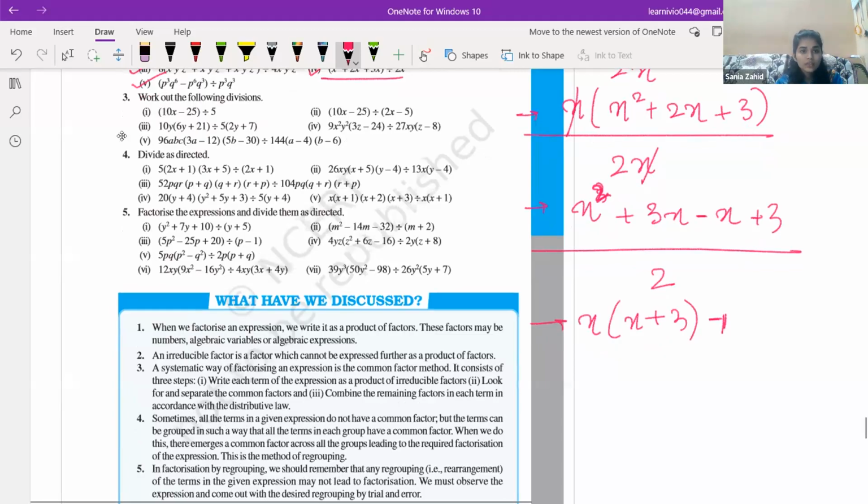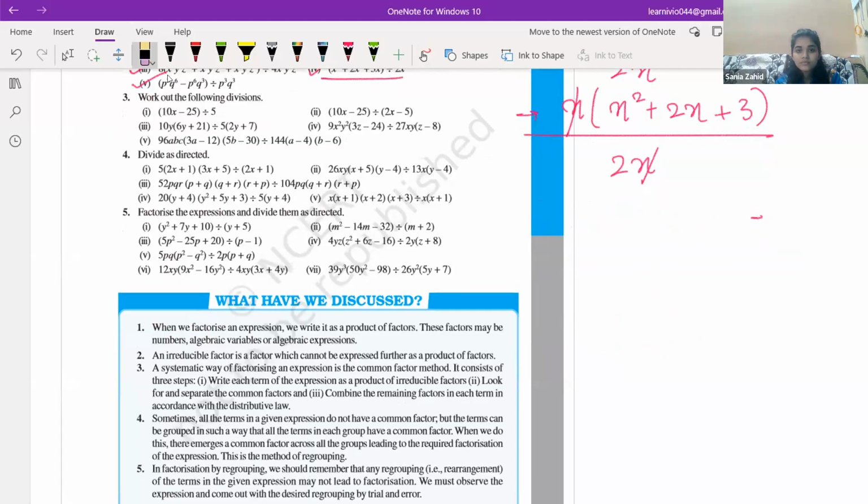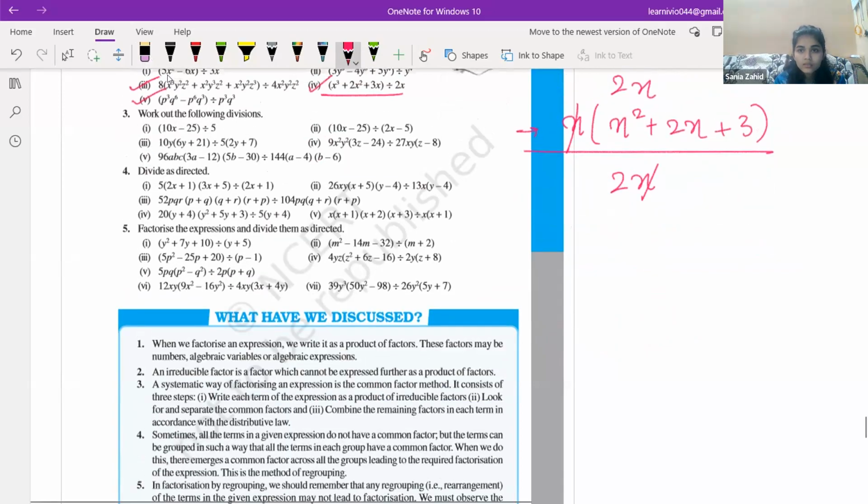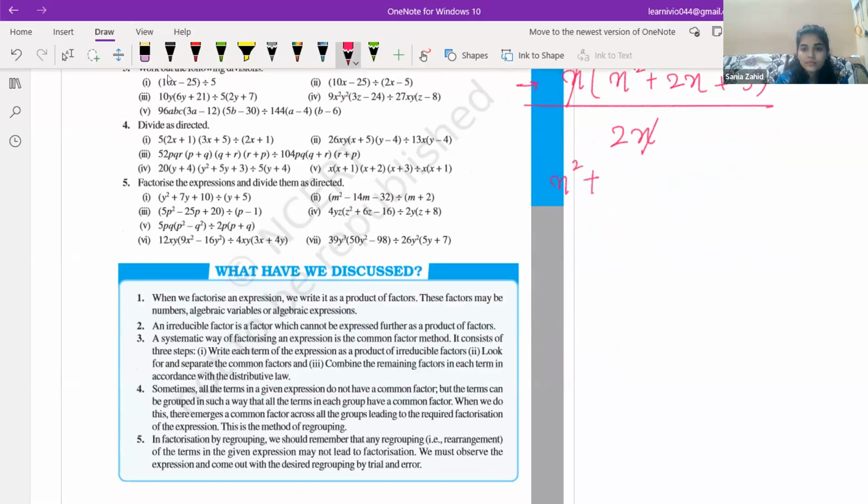No, wait. You're doing something wrong. The signs won't be equal like this. Okay, we have x cube plus 2x square plus 3x by 2x. So we cancelled a power. We get x square plus 2x plus 3. I can write it as x square plus 3x minus 1x plus 3.